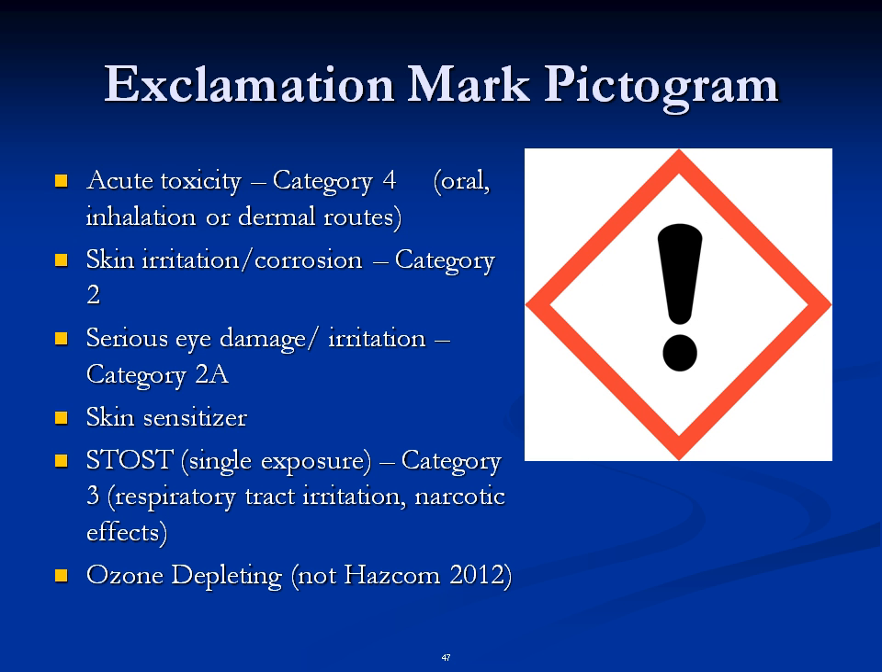The exclamation mark pictogram is used for other lower level hazards, including acute toxicity category 4, and then skin irritants category 2, eye irritants in category 2. Actually, OSHA did incorporate 2A and 2B, and I did not update that slide, so my apologies. Skin sensitizers, and then specific target organ toxins, single exposure in category 3. So these are just those things I talked about earlier that are respiratory tract irritants and narcotic effects, but don't actually cause systemic target organ damage. And then ozone depleting substances if you were doing international where they have adopted that.